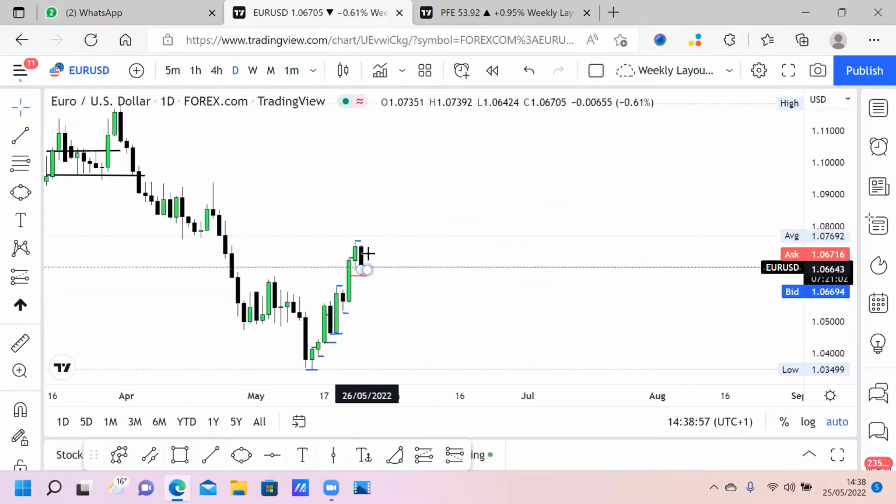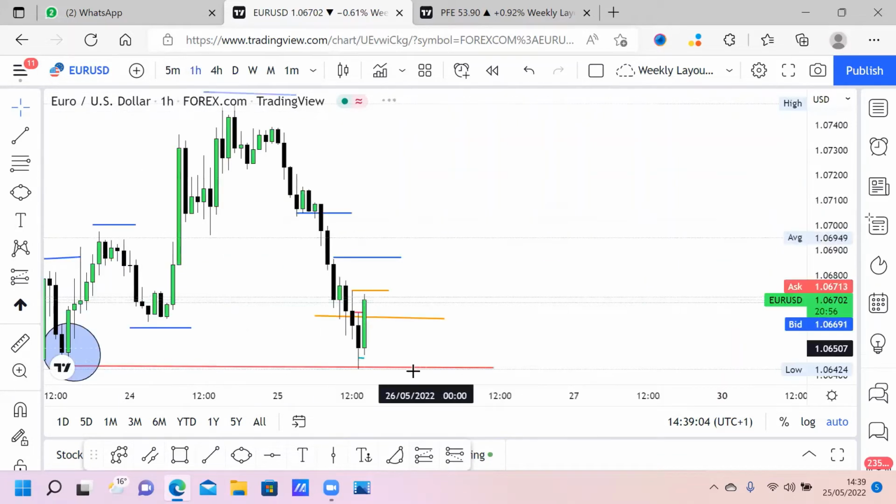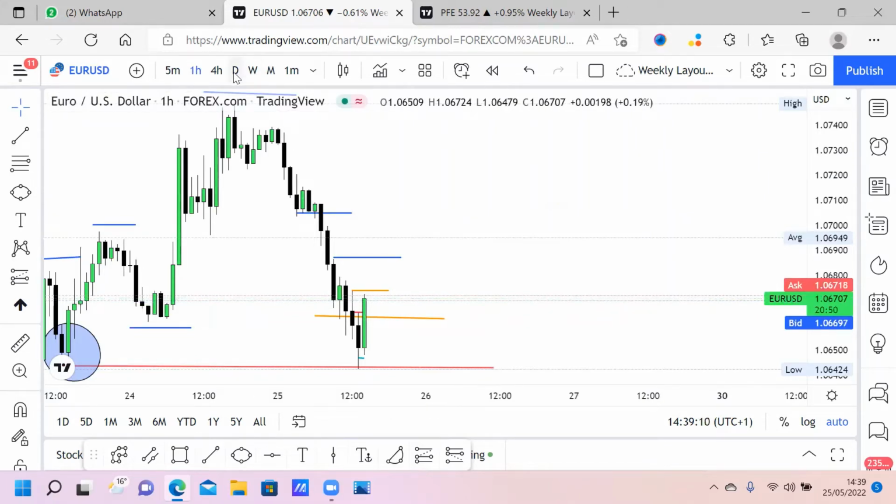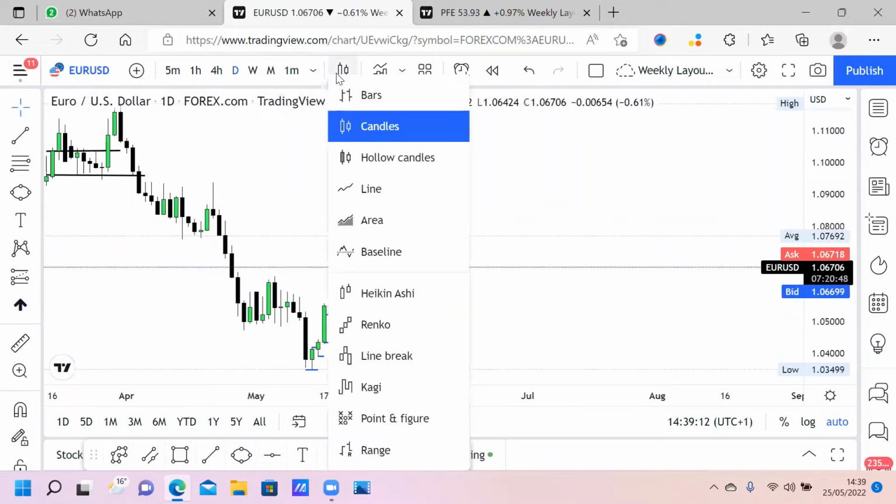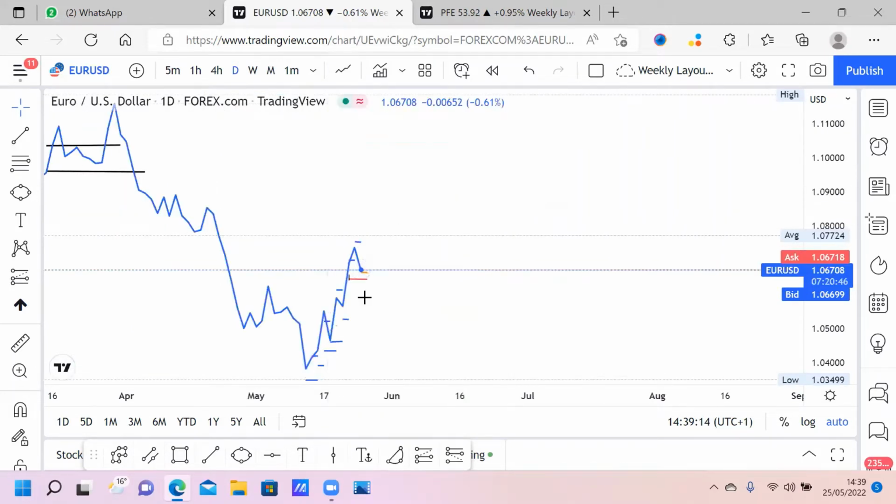So if you look at the daily, it's going in a selling mode, but on the hourly, it's going into a buying mode. Okay. So what this really means, if we now change this to a line chart, the reversal on the higher time frame is happening very soon.